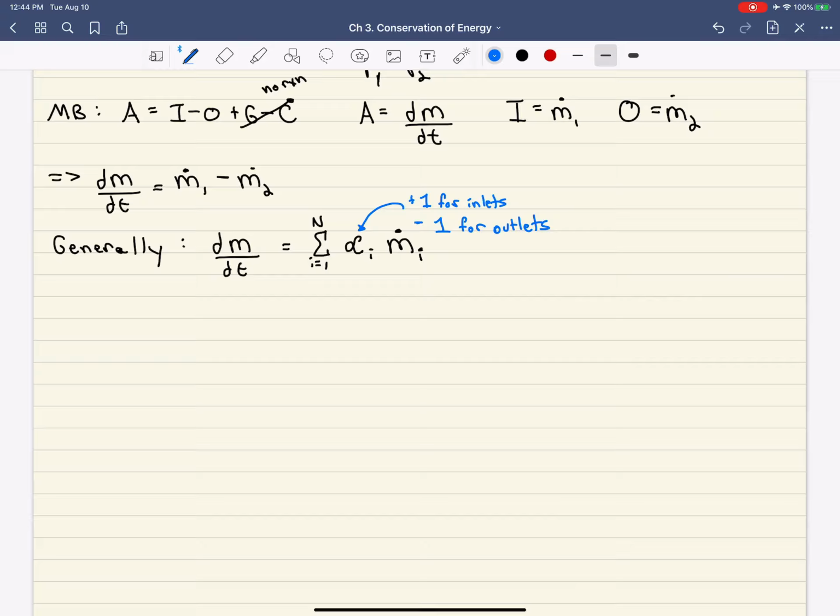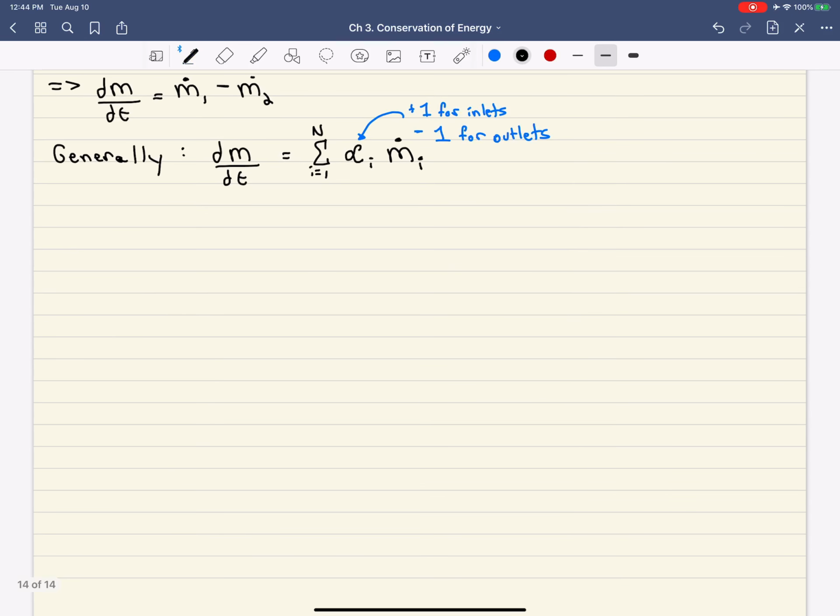And so this is consistent with our sign convention. If things are going into the system, they're positive. If they're leaving the system, they're negative. Alright, and so that was the material balance. Now that we have that in tow, we can move on to the energy balance.